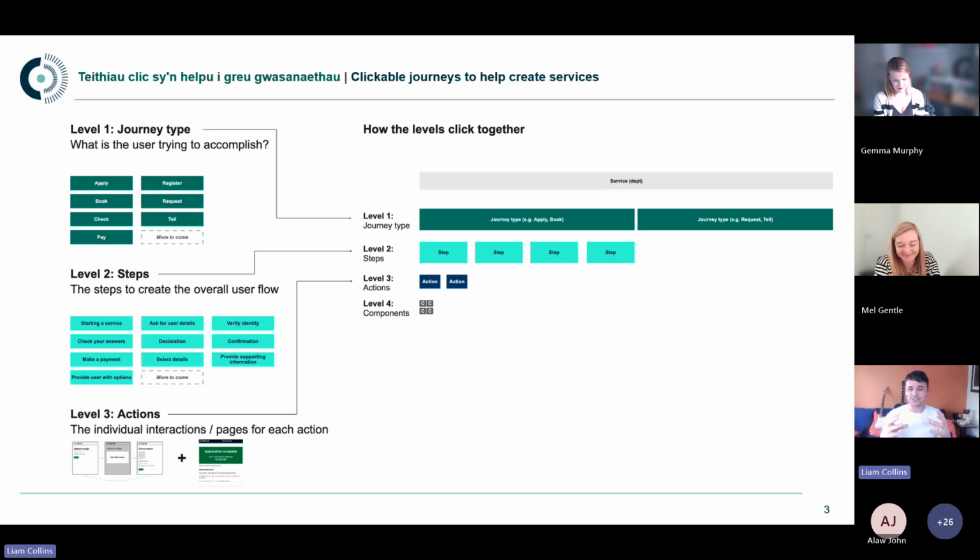And then each one of those journey types is made up of different steps. So those steps might be things like asking the user for some details, the user making a confirmation, the user verifying their identity, whatever it might be. But those different steps exist within that journey type. And what we're talking about here with service patterns, at least in our context, is the digital journeys. So the digital services.